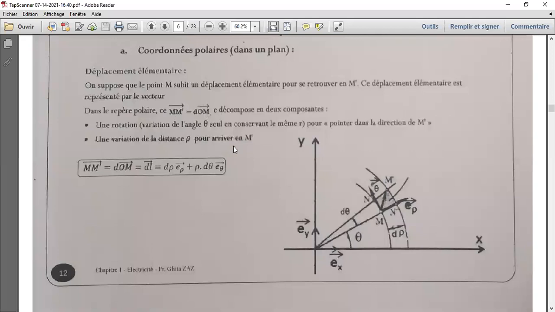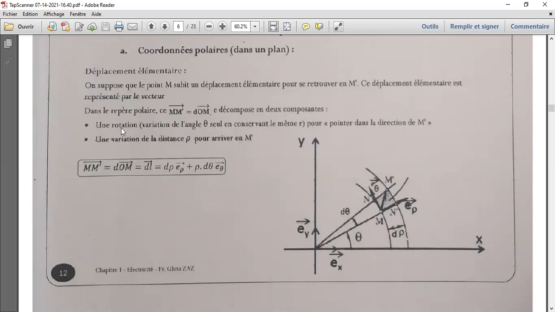Here they're just telling us that the movement of M to M prime, the déplacement, you can either write it as M prime, or you can also write it as DOM. That's what they are talking about here. So don't let it confuse you. So I'm going to continue.